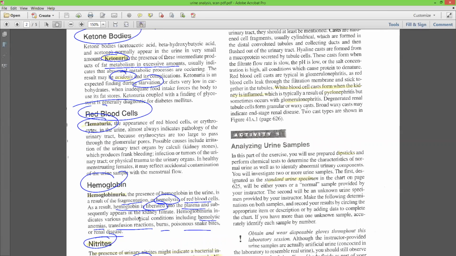Okay, hematuria is red blood cells or blood found in the urine. Ideally, you do not want to find red blood cells in the urine. So this usually would indicate some sort of pathology, whether it's a kidney infection, a urinary tract infection, kidney stones, tumors, physical trauma.